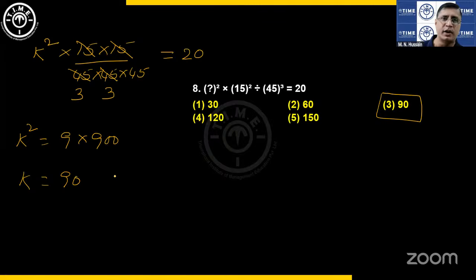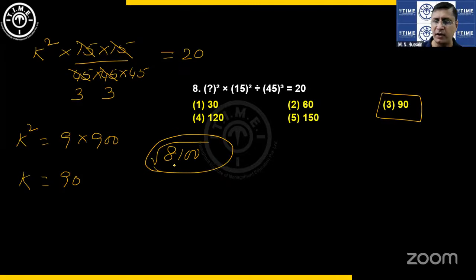Okay. So 9 into 900, that is 8100. Square root of 8100, that is 90. Okay.